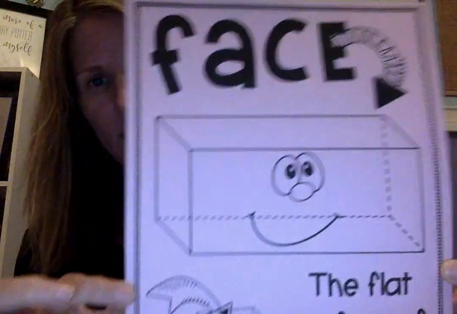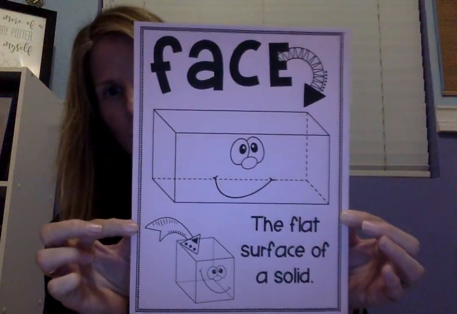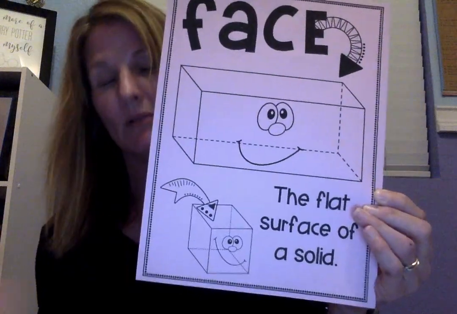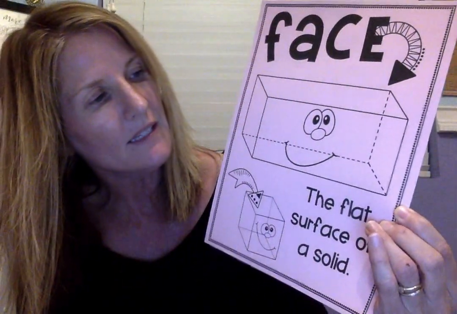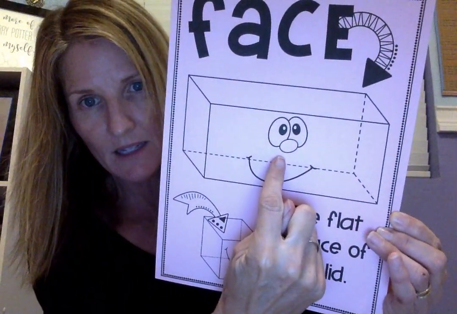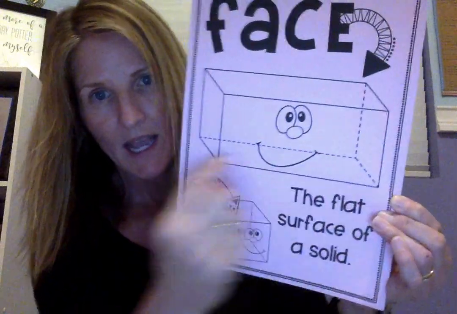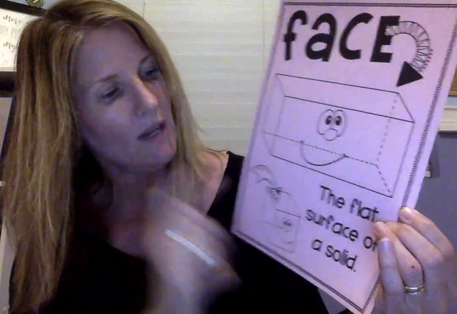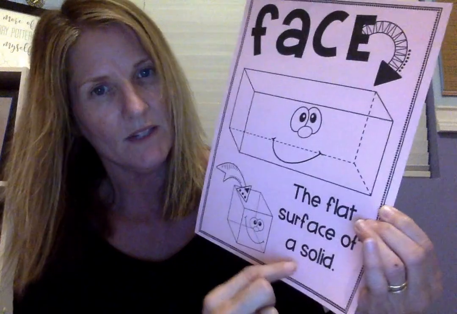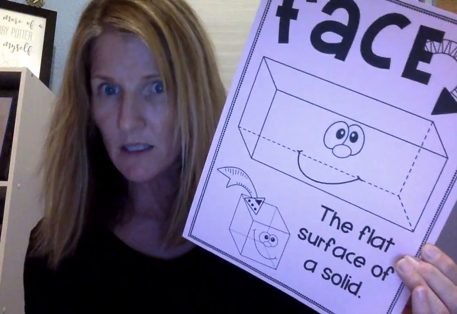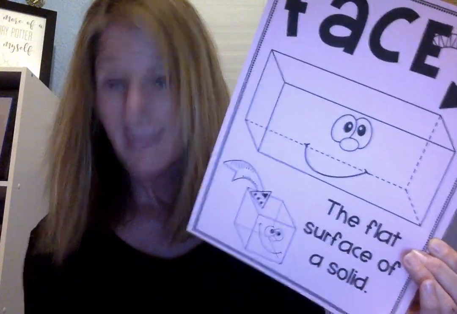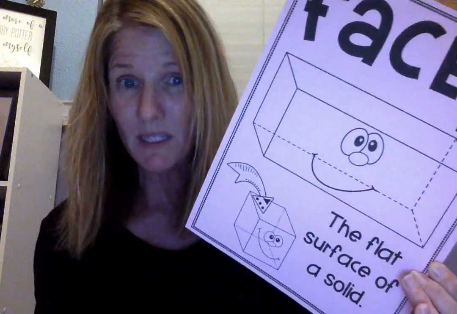And the first thing that all 3D shapes have, well, most, not all, is a face. And you can see there's a little face right there to help remind us it's a face. And the face of a 3D shape is the flat surface of a solid. And what else do we know is flat? That's right, 2D shapes are flat.